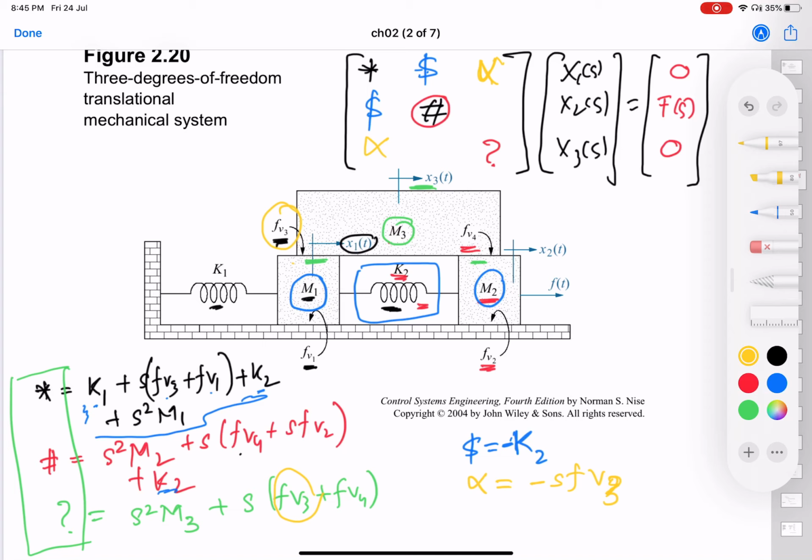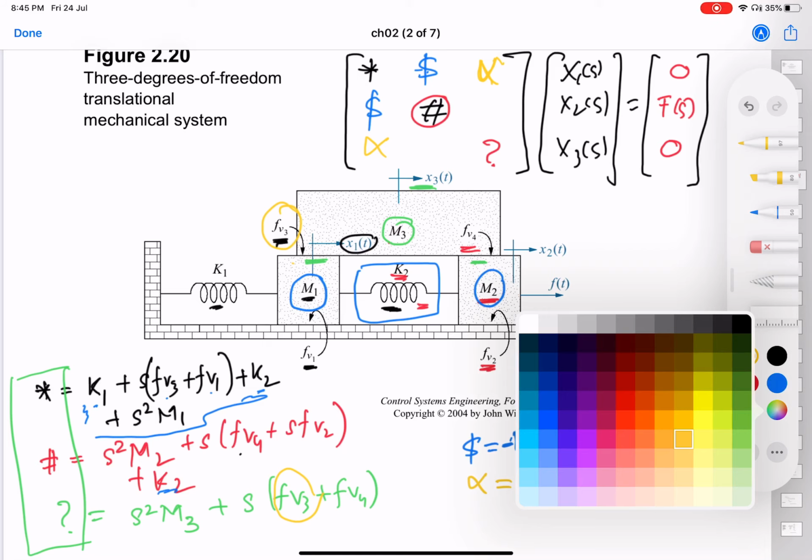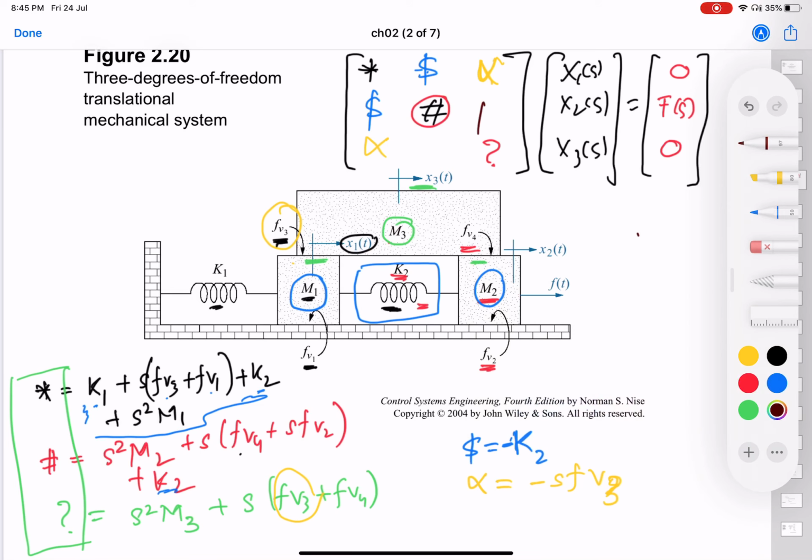In a similar way, what is common between 2-3? Is there anything common between 2-3? Yes, between 2 and 3 you have this friction. Between displacement 2 and displacement 3 you have this friction, right? This friction Fv4. So this element beta is going to be minus SFv4. So you have this whole matrix here, right?